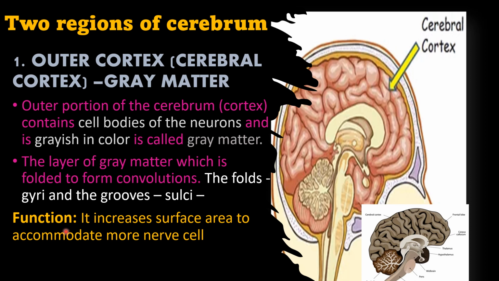What is the function of this outer cortex? It increases surface area to accommodate more nerve cells. Because of these foldings of the outer cortex, that is gyri and sulci, it increases the surface area to accommodate more nerve cells.